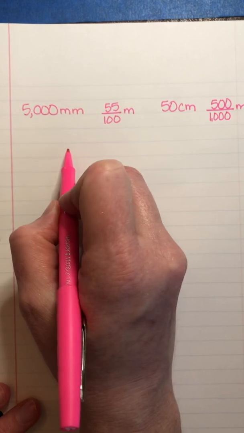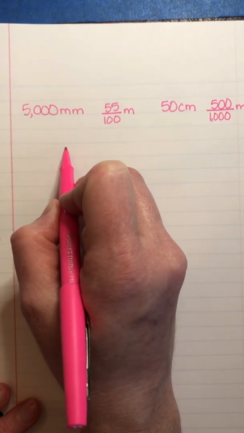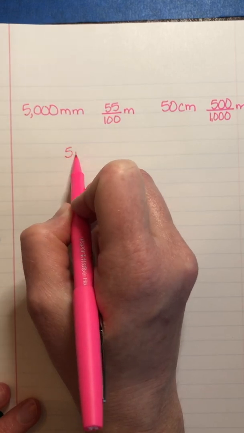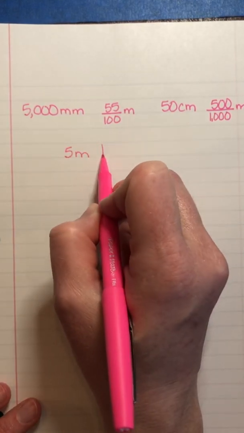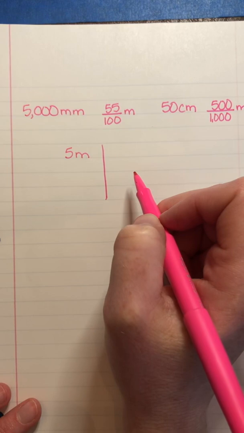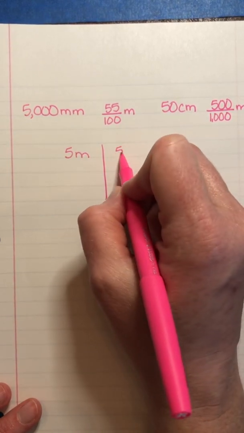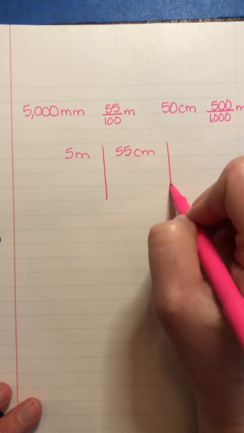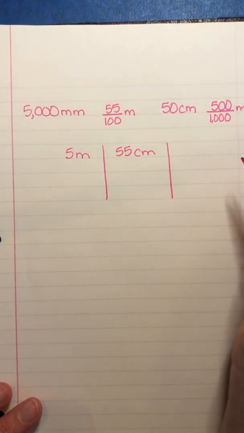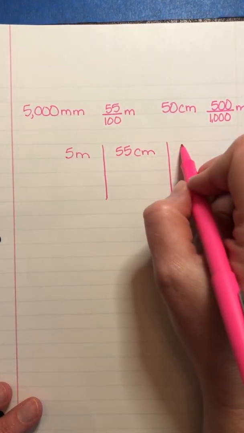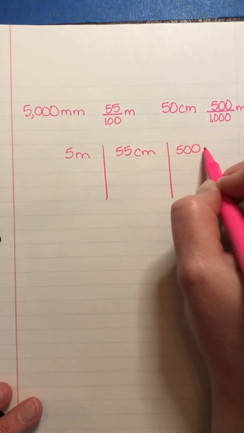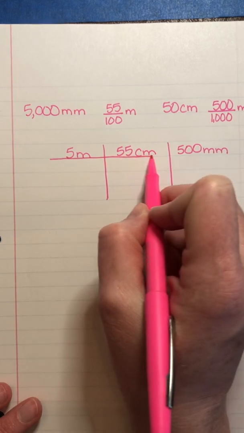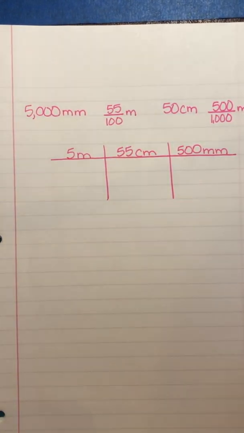Now I'm going to give you a chart. Okay, so for this chart, we'll just break it up like this. We've got 5 meters. Let's go 55 centimeters. And 500 millimeters. Okay, and then we'll draw a line so that these are our titles of each of our columns.